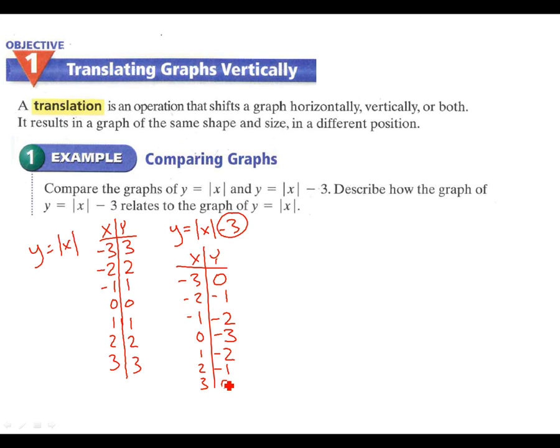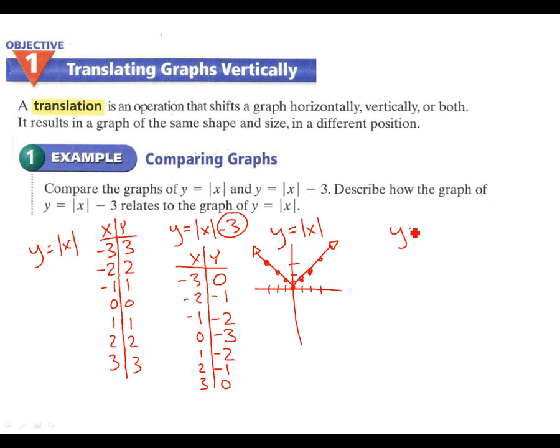So let's graph these. Here's the first one. Negative 3 and 3. Negative 2 and 2. Negative 1 and 1. 0, 0. 1, 1. 2, 2, and 3, 3. We're going to have an absolute value graph in the shape of a V here. And now I'm going to graph the second set. So this was y equals the absolute value of x.